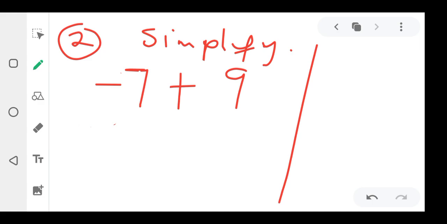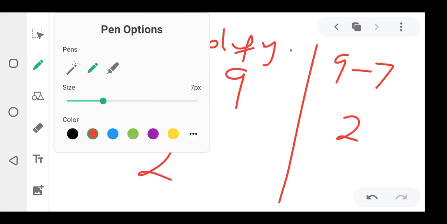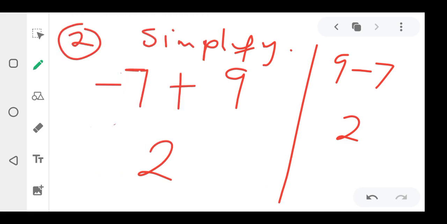It means you subtract the smaller number from the larger one. Once the signs are different, you subtract the smaller number from the larger one. So the larger number is 9, I subtract 7. The answer I get is 2. Then I put 2 here, and then I pick the sign of the larger number. Which number is larger here? 9. So I'll pick positive. So it's positive 2. That is the answer. So negative 7 plus 9 is positive 2. It will go just like that. Question 3.